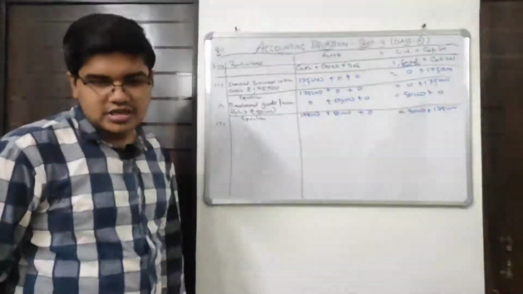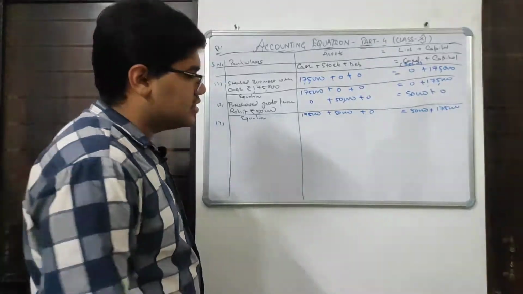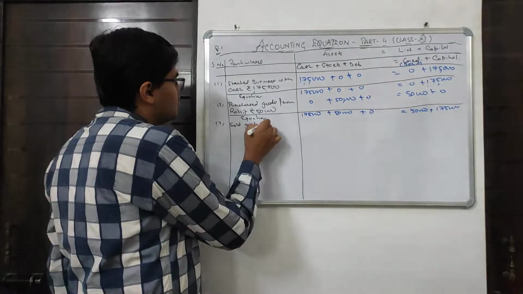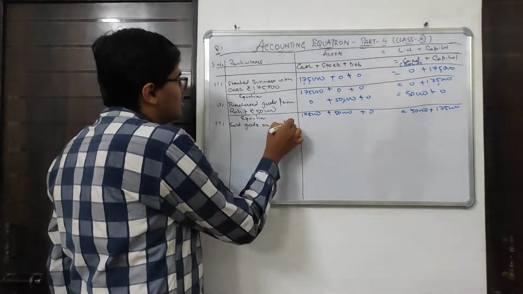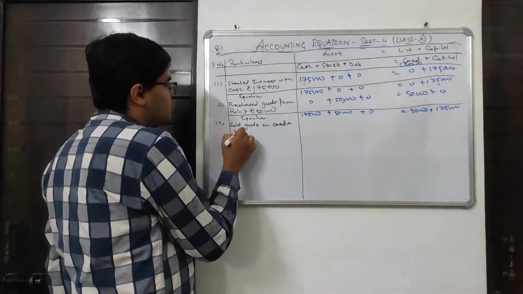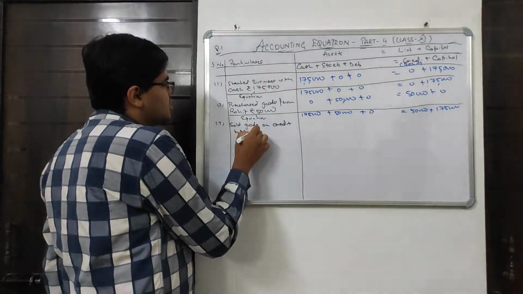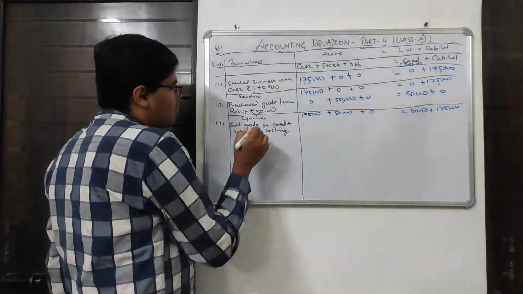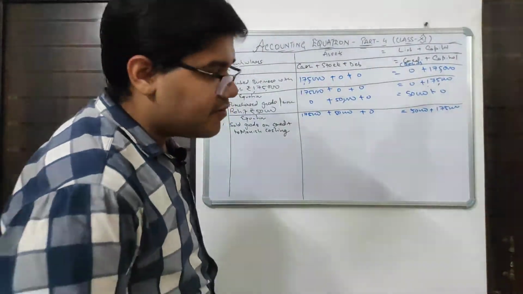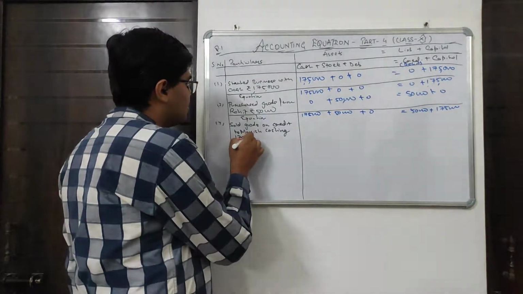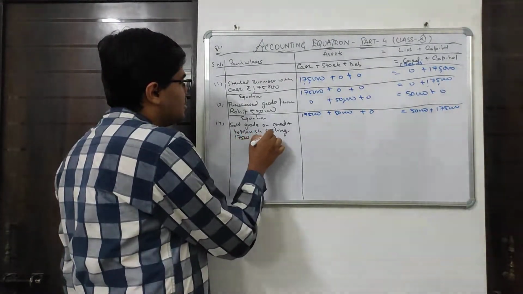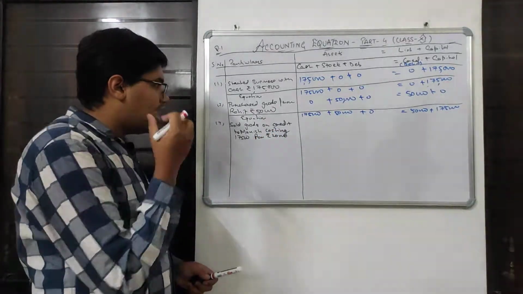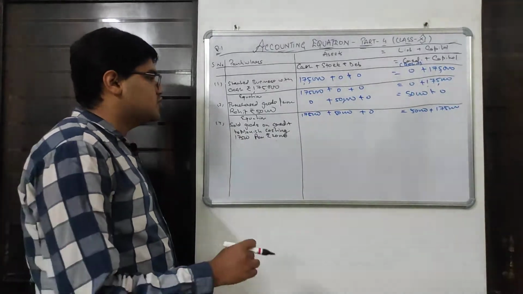What is our third transaction? Third transaction is sold goods on credit to Manish, costing 17,500, for 20,000. As already discussed this transaction in our previous 2 classes.